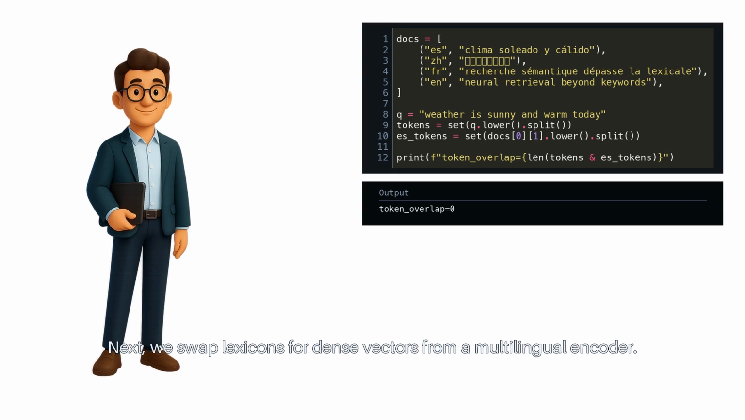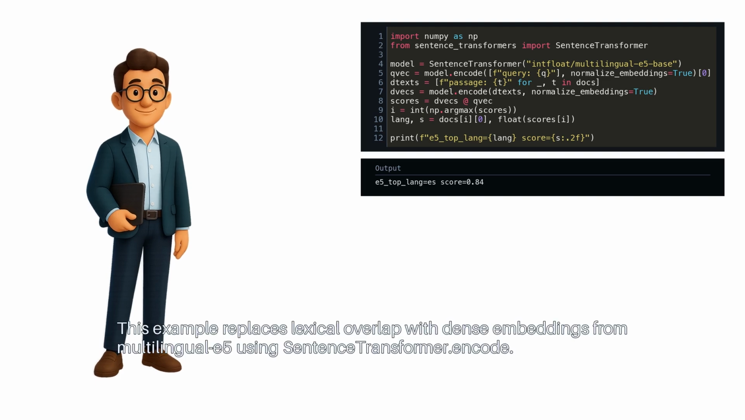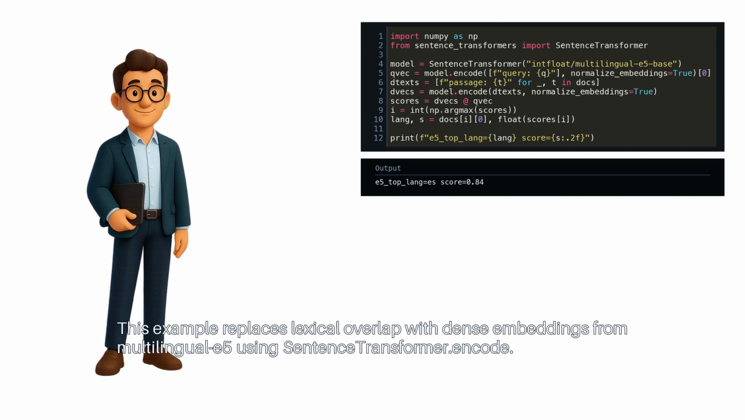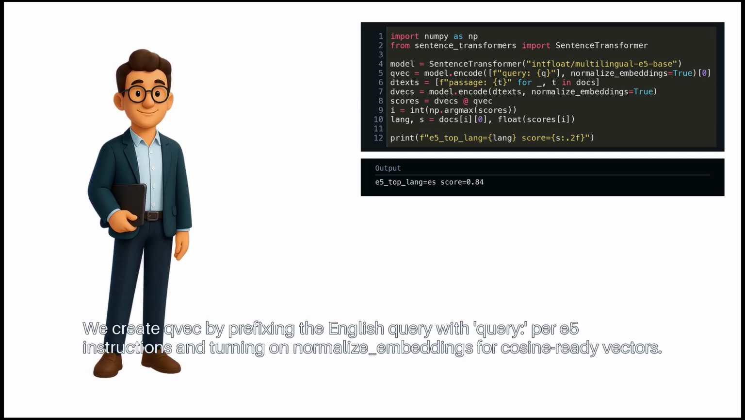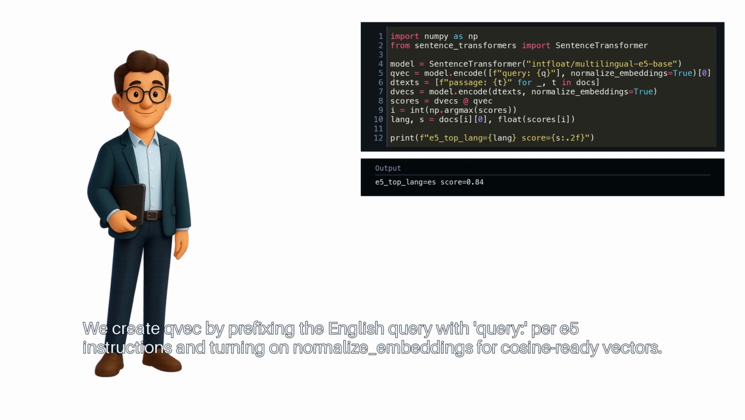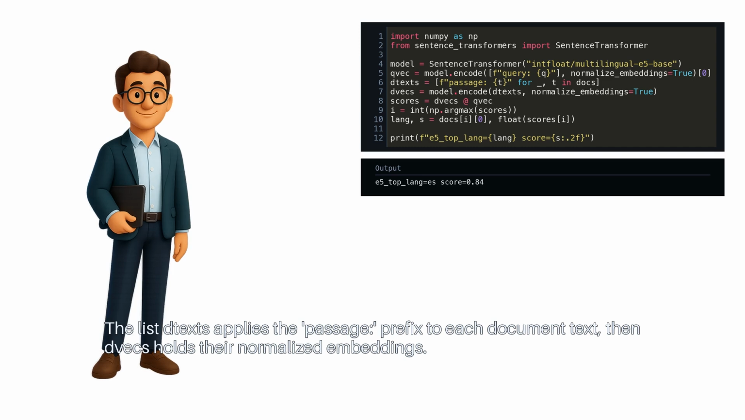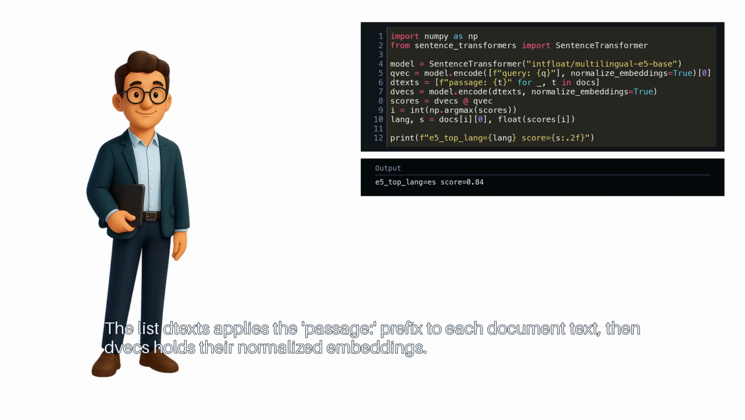Next, we swap lexicons for dense vectors from a multilingual encoder. This example replaces lexical overlap with dense embeddings from Multilingual-e5 using SentenceTransformer.encode. We create qvec by prefixing the English query with "query:" per E5 instructions and turning on normalize embeddings for cosine-ready vectors. The list dtexts applies the passage prefix to each document text. Then dvec holds their normalized embeddings.